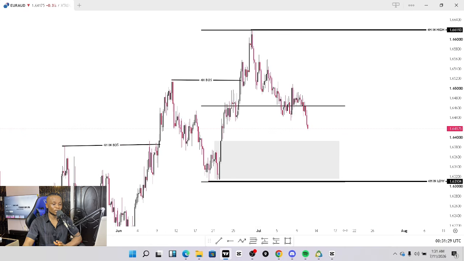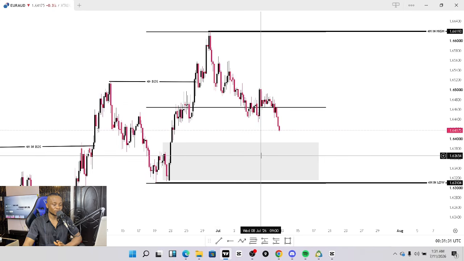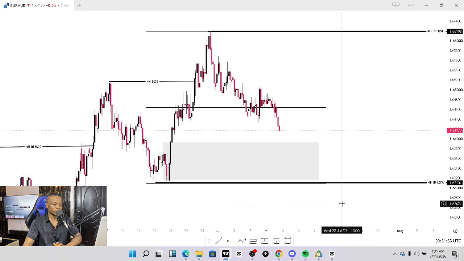This setup, we believe, is going to play out this week. Okay, so either the buy or the sell, we believe, is going to play out this week. So this is our second pair on the list. Now we'll be heading to our main pair for the week, which is GBP USD.